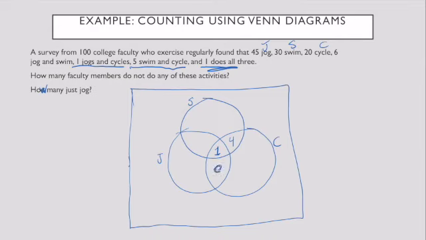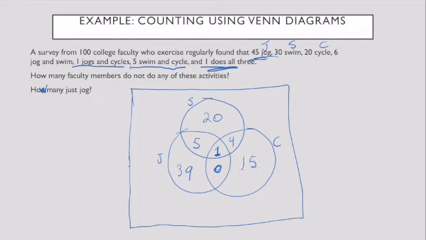Next, 6 jog and swim. Here's jog and swim. I already have 1 in here because of the middle, so it's going to be 5. So its sum is 6. Then I have that 45 jog. Well, I already have 6 joggers accounted for, so that leaves me with 39. So that way everything in jog adds up to 45. I have 30 who swim. Right now I currently have 10, so that gives me 20. And then I have 20 who cycle, so I have 1 and 4 already subtracted from 20. That gives me 15.